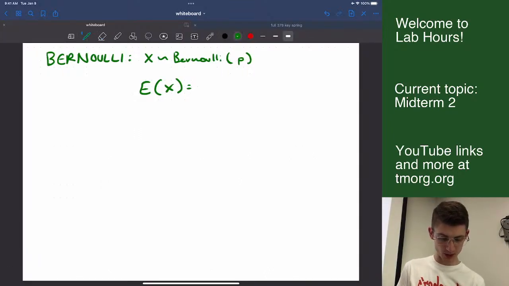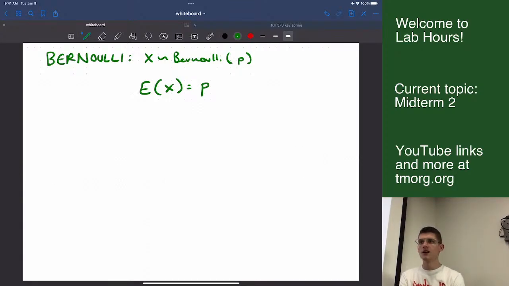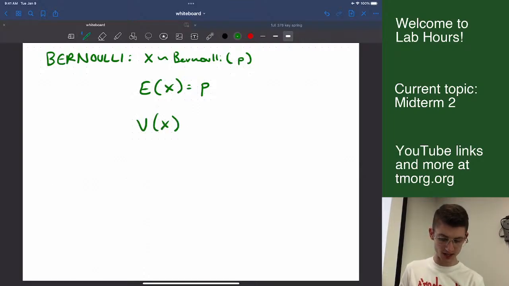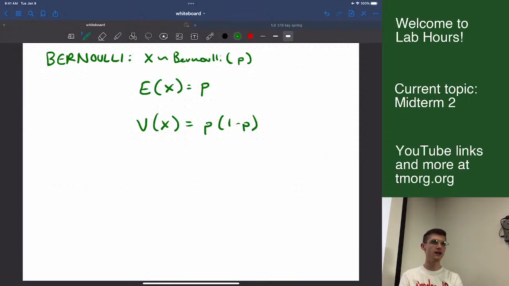But with Bernoulli, the expected value of x is just p. So if x equals 1, 56% of the time, the expected value of x is 0.56. I expect to succeed at x 56% of the time, you could say. And then the variance of x is actually just p times 1 minus p. That's using the whole expected value of x squared minus the squared expected value of x thing. It just so happens to also work out to be p times 1 minus p, which is easier.